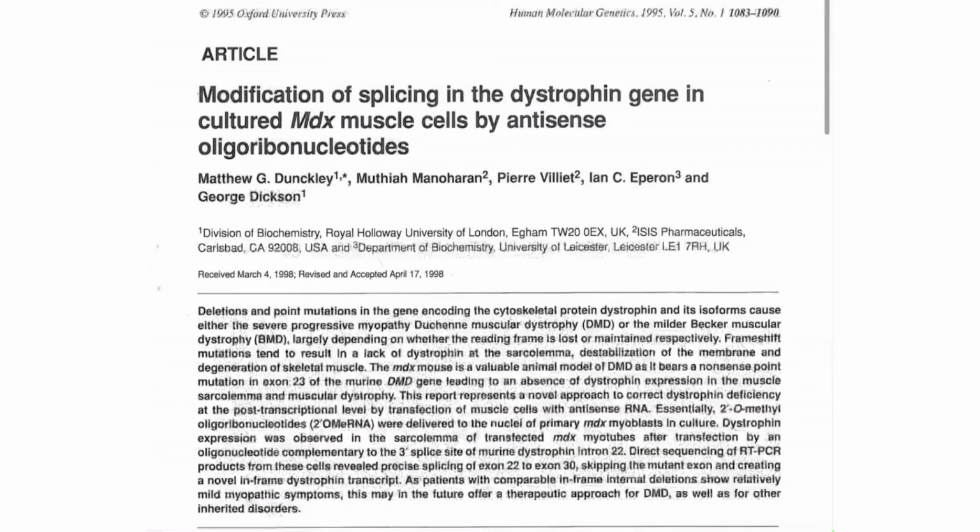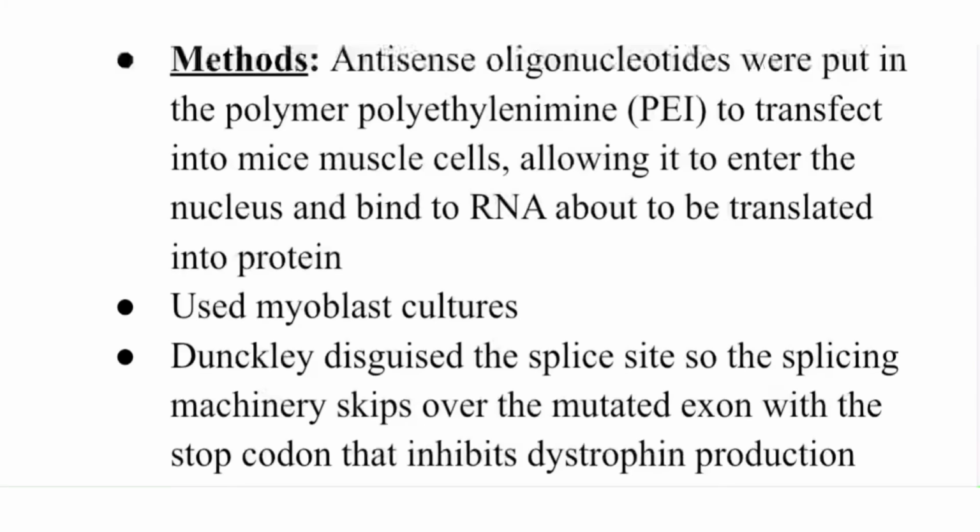A 1998 research paper led by Matthew Dunkley hypothesized whether or not a single-stranded complementary antisense oligonucleotide could be used at a post-transcriptional level to bind to the 3' splice site of intron 22. Antisense oligonucleotides are put in the polymer PEI to transfect into mice muscle cells, allowing them to enter the nucleus and bind to RNA about to be translated into protein.